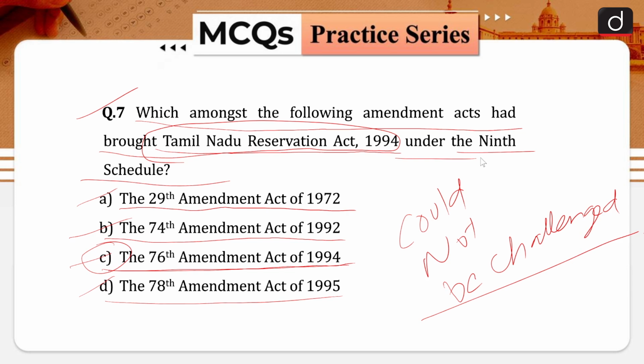Okay, so the 76th Amendment Act of 1994 brought the Tamil Nadu Reservation Act of 1994 under the purview of the 9th Schedule. So reservation is about facilitating access to seats in government jobs, educational institutions and even legislatures to certain sections of the population. Okay, and these sections have faced historical injustice due to their caste identity or backwardness, as a quota-based affirmative action. So whenever I deal with reservation, I always explain to you that it is an affirmative action of the state.